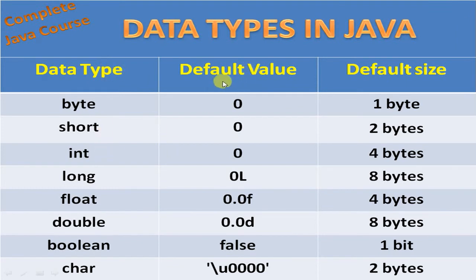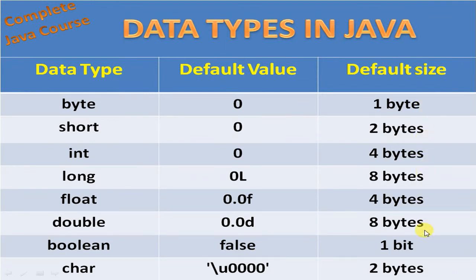So here is the chart of data types, default value and the size. The default value for byte is 0, short is 0, int is 0, and long is 0L. L denotes that this is a long value. Float default value is 0.0f, f denoting that it is a float value. Double 0.0d, boolean default value is false, and char data type's default value is \u0000.